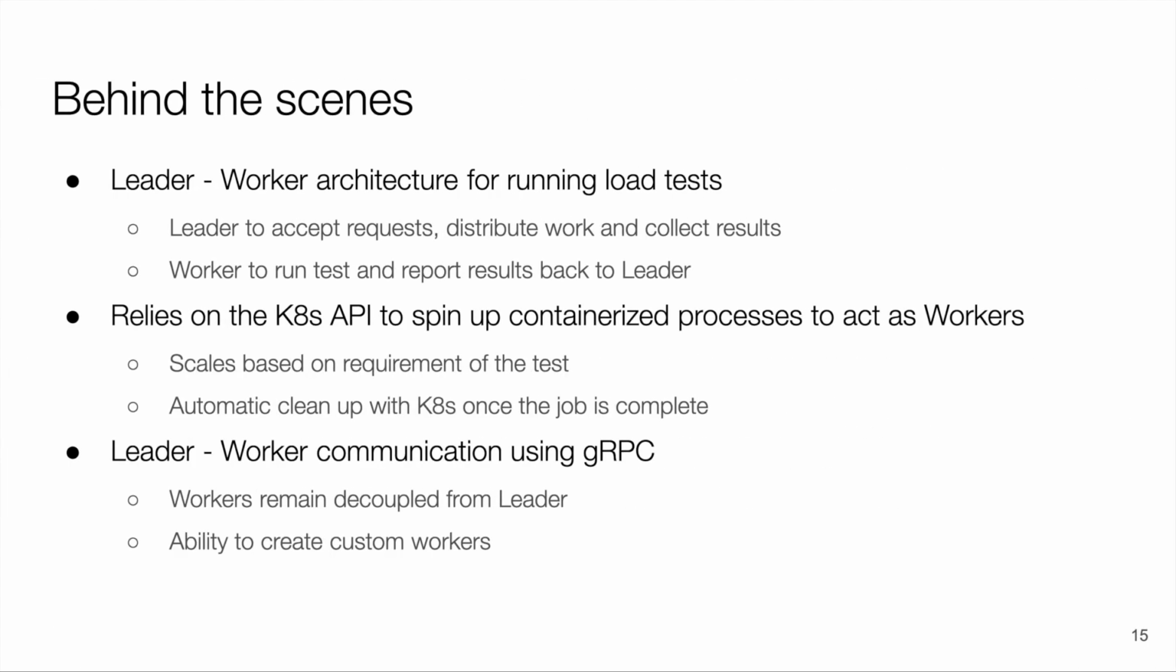Behind the scenes, we decided to opt for a leader-worker-based architecture where the leader distributes work to the workers and the workers run the actual load test. Additionally, with the help of Kubernetes' API, we could spin up our workers dynamically. This means a worker could be on a separate K8s node, which is good for managing load on the cluster. And finally, Kubernetes can also control cleanup, which means less work for Diago apart from communicating with the Kubernetes API.